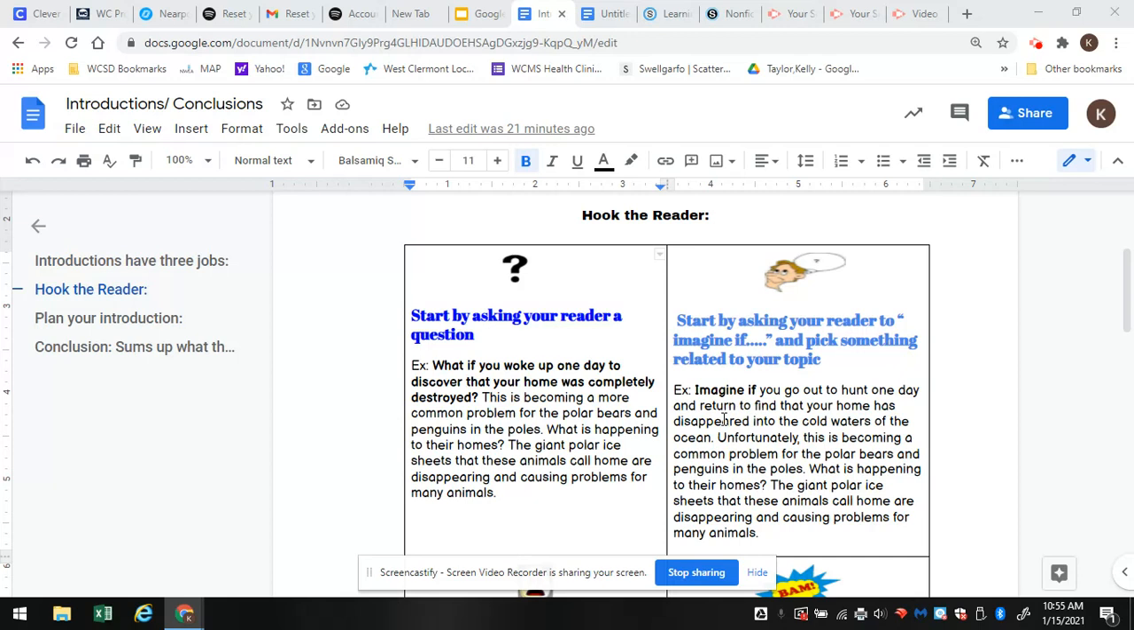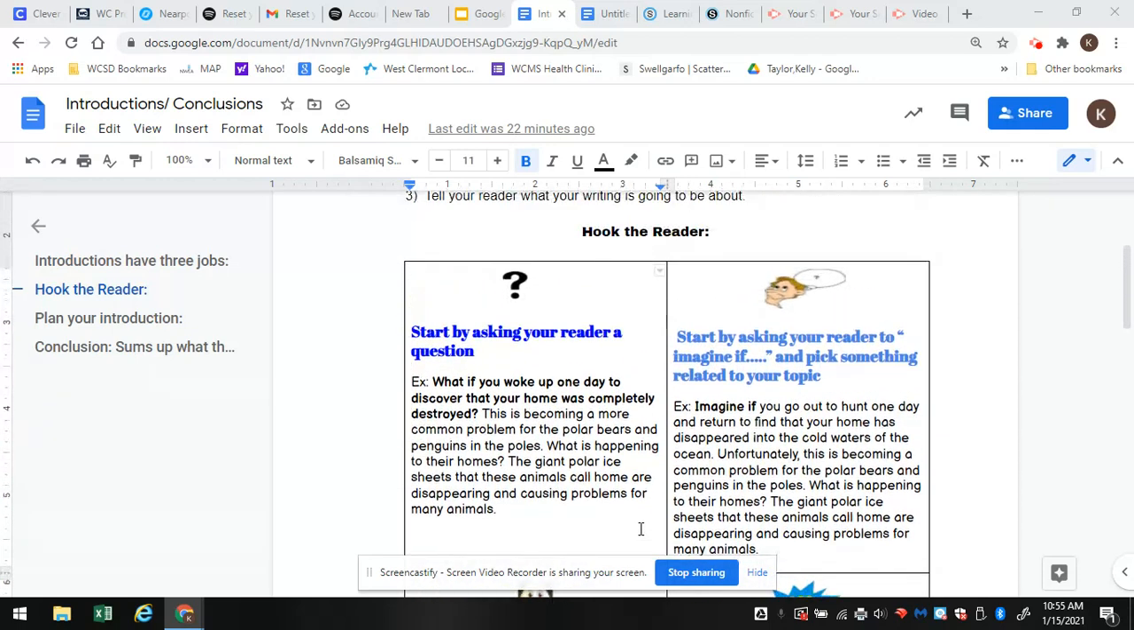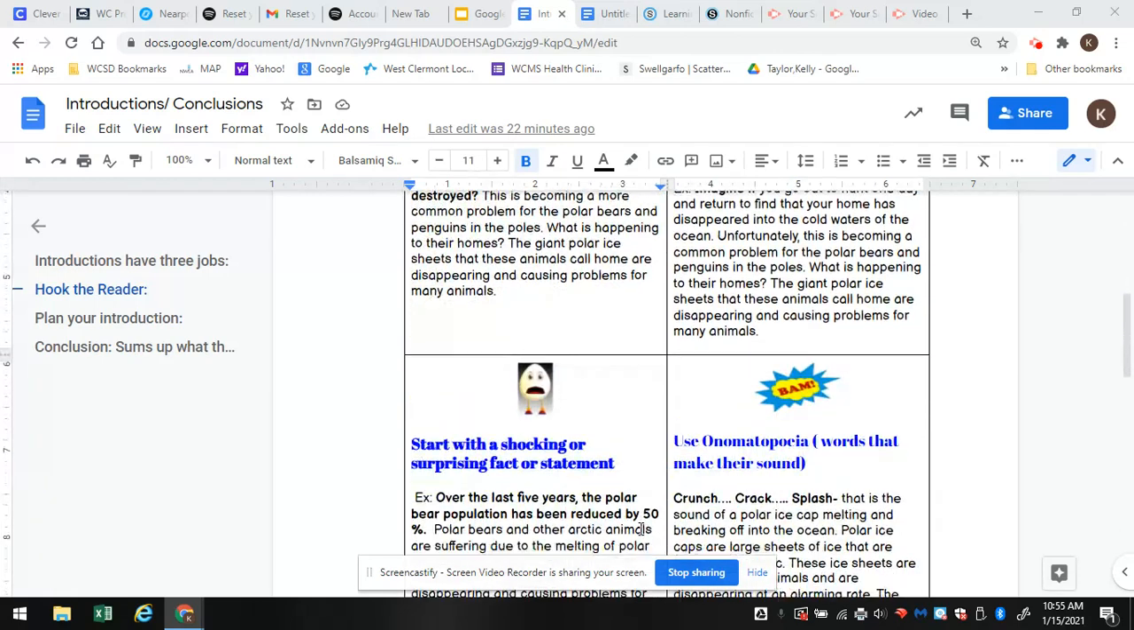So there's my hook. Unfortunately, this is becoming a common problem for the polar bears and penguins in the poles. What's happening to their home? There's my background. The giant polar ice sheets that these animals call home are disappearing and causing problems for many animals. And there's my piece where I'm telling them what the rest of my writing is going to be about. So we have a question, we have imagine if.